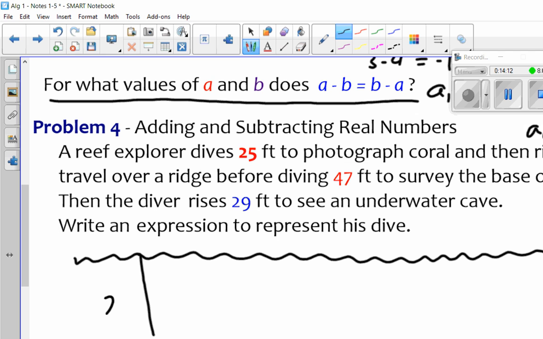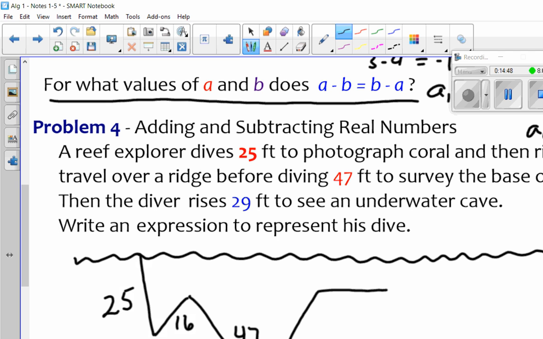Okay, and I'm going to label that. And then he's going to rise, or she's going to rise 16 feet to go over some ridge, something under the water. Okay. And then they're going to dive 47 feet to see the bottom of the reef. Okay. And then at this point, the diver is going to rise 29 feet. And there's a cave here, okay? I'm gonna go explore the cave.